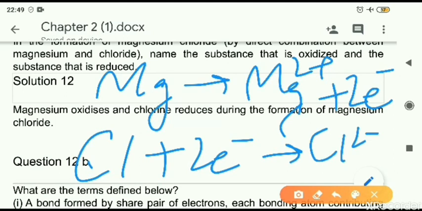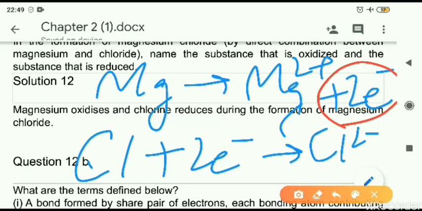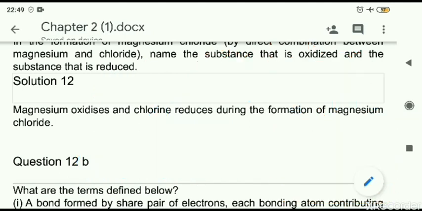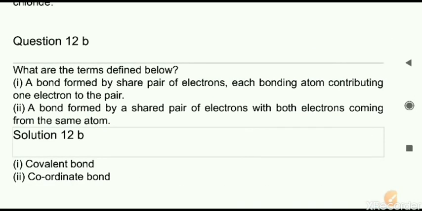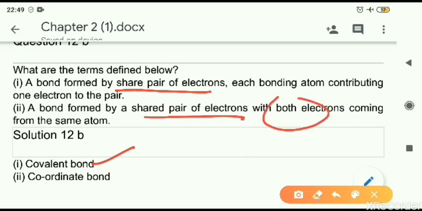On one side, loss of electrons is happening, so oxidation is happening. The magnesium oxidizes. On the other side, chlorine is accepting electrons, so reduction is happening for chlorine. Chlorine is reduced. So here the answer is given. Question 12b: you have to tell the term for each definition. First, a shared pair of electrons is a covalent bond. Now, where both the shared electrons come from the same atom, that is a coordinate bond.